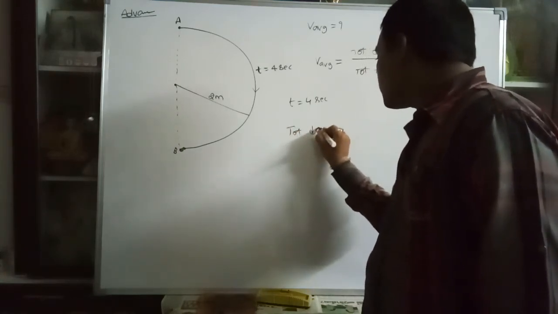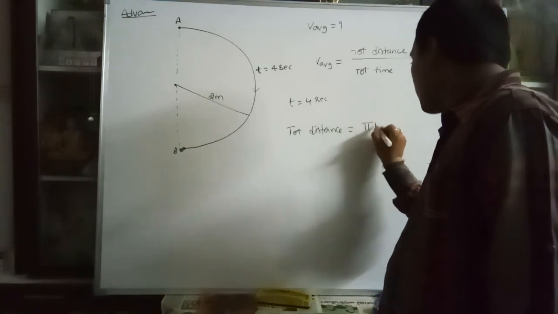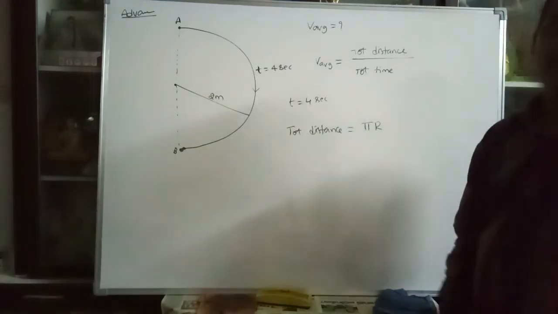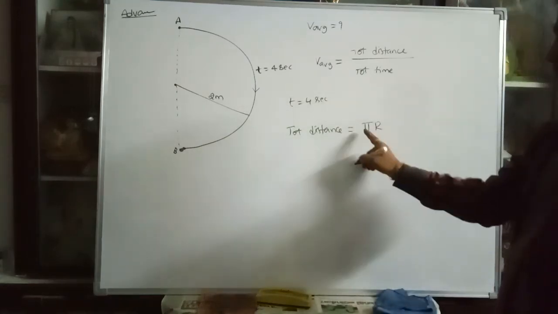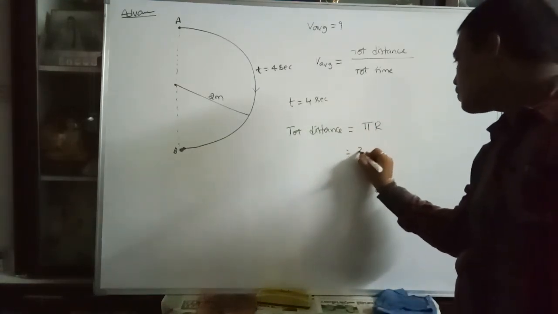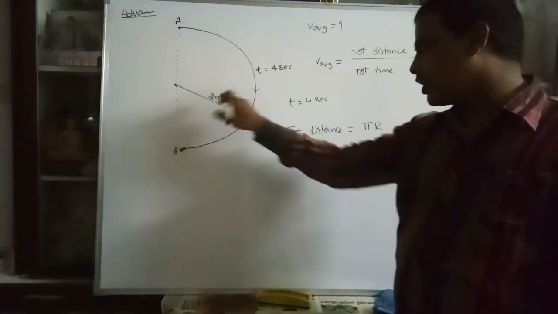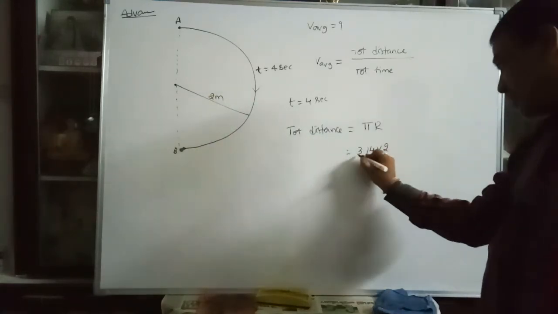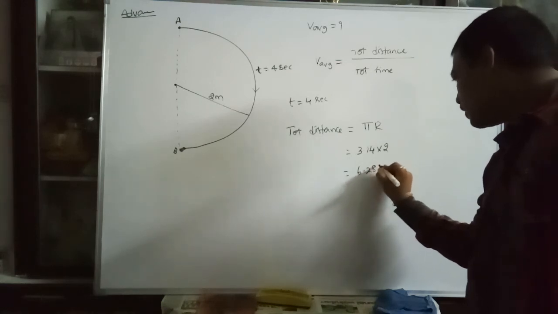Total circumference is 2 pi r, and half of it is 2 pi r by 2. The 2 cancels, so half of the circumference is pi r. The value of pi is 3.14, and r is given in the diagram as 2 meters. So 3.14 into 2 is 6.28 meters. This is the total distance.